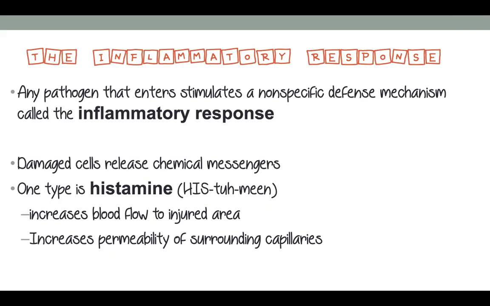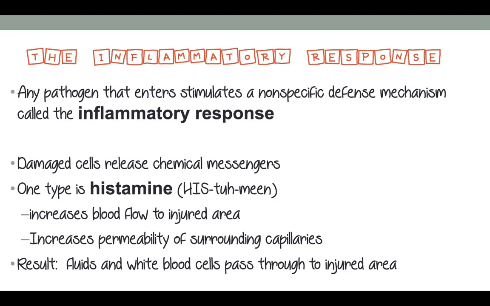Sure. Yeah. So if you have damaged cells, then exactly like you said, there might be damaged blood vessels. If capillaries are broken, then you need increased blood flow to get platelets there. If you have damage to tissue or damaged cells, especially on the outer lining of your body, that could be an entryway for pathogens to get in. So you're going to need white blood cells to get there as soon as possible. So that's the reason for number 2. Increasing permeability of surrounding capillaries is going to allow white blood cells to get there really quickly. Good. So fluids and white blood cells pass to the injured area.